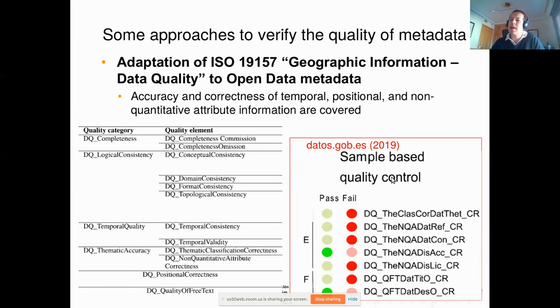If we make a sample-based control on the different holdings of open data portals, you have the situation that many of these controls that check accuracy directly tell us that the sample that we are checking is not passing the control. Okay, so we have errors and we have facts that are not up to date.